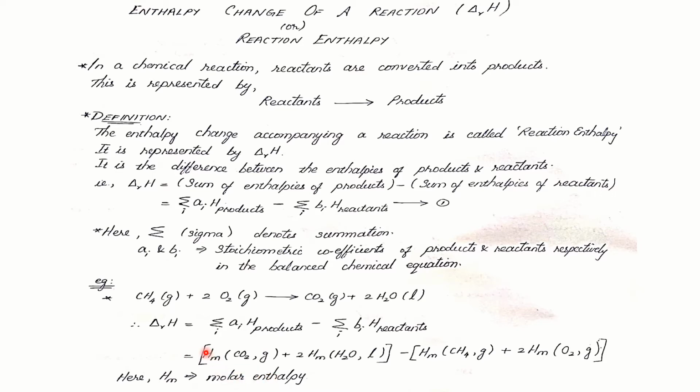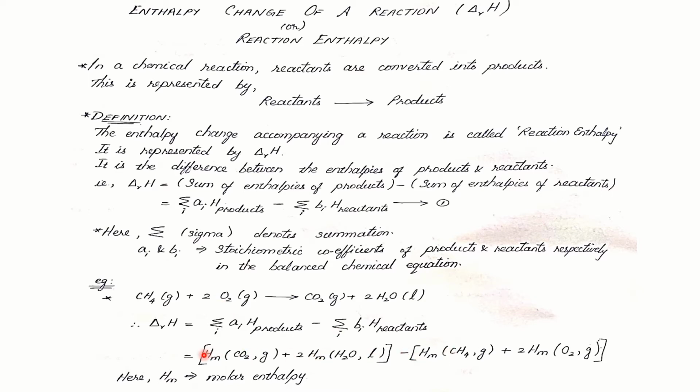Molar enthalpy means we are considering this balanced equation in terms of a molar equation, and we are expressing each reactant and product in terms of moles. We are not considering them as molecules but in terms of moles. So here 1 mole of methane reacts with 2 moles of oxygen to produce 1 mole of carbon dioxide and 2 moles of water. And we must write the stoichiometric coefficients of the corresponding products and reactants in this expression.